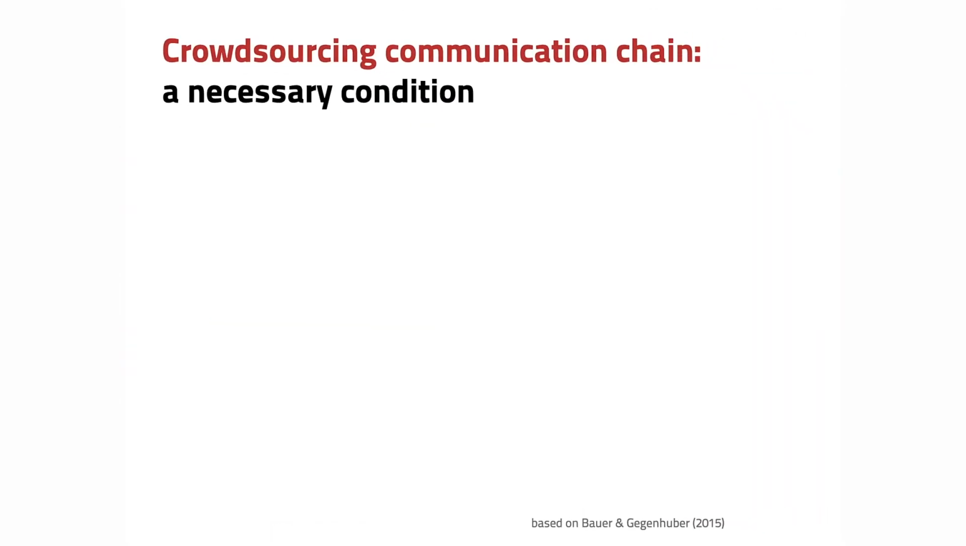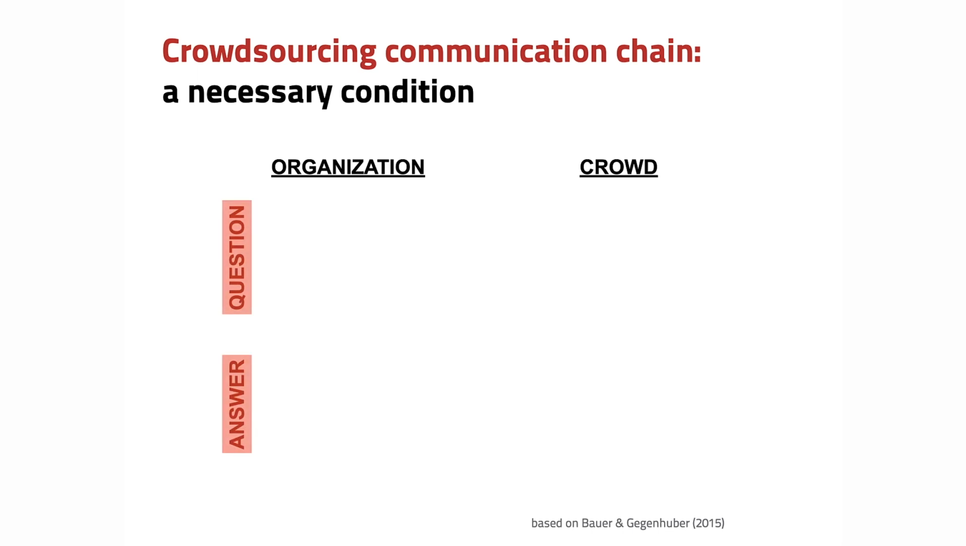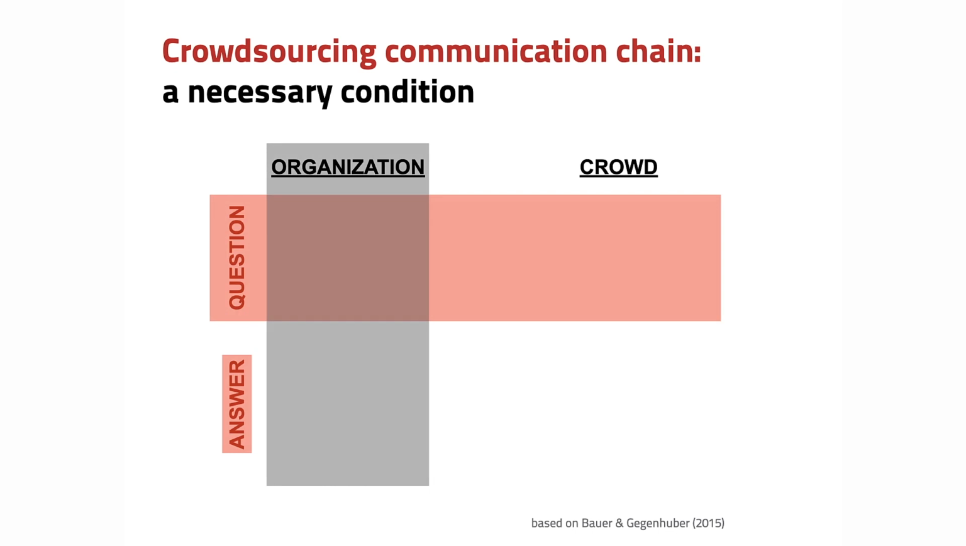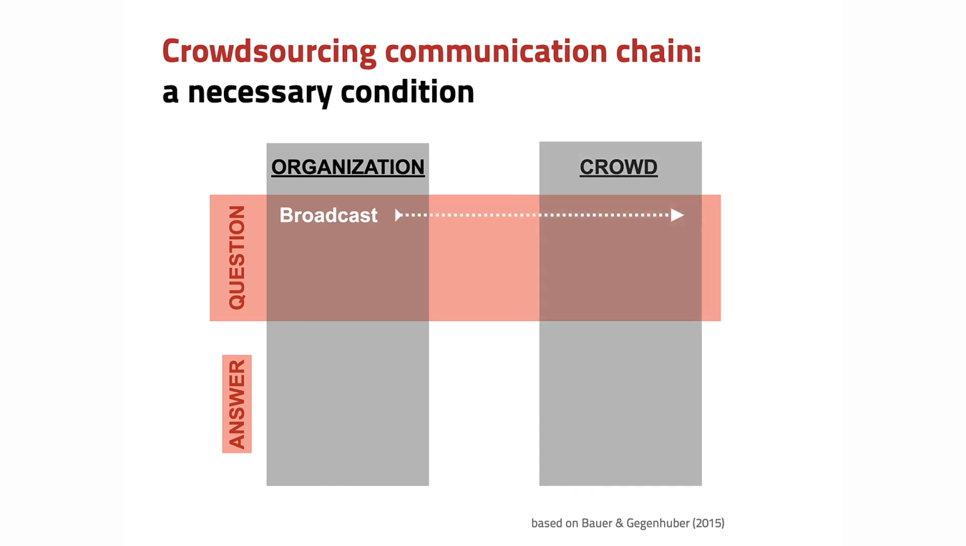And crowdsourcing rests on a communication chain, which is a necessary condition for crowdsourcing to be successful. We have an organization and we have a crowd. It's basically a question-answer process. So again, the parliament says, hey, we have a problem, we're going to broadcast the problem and try to reach the crowd. With the problem that we have, the crowd needs to attend to the problem.